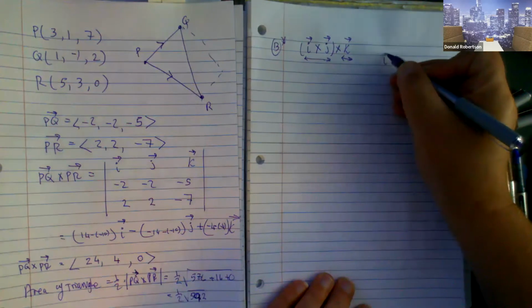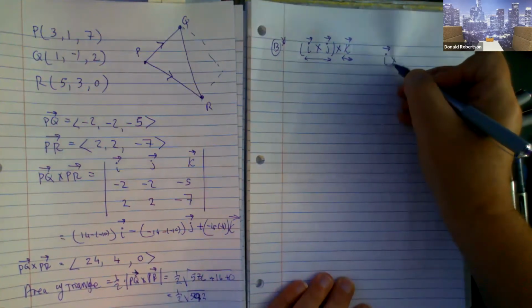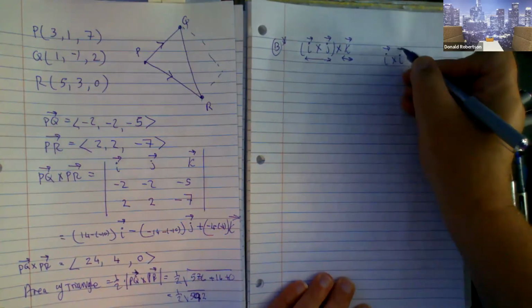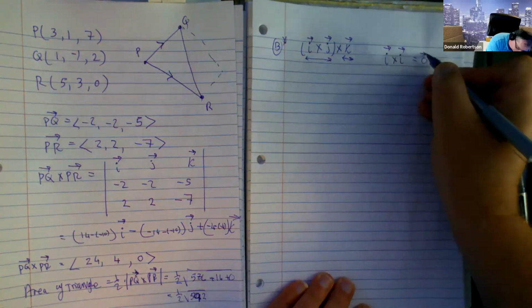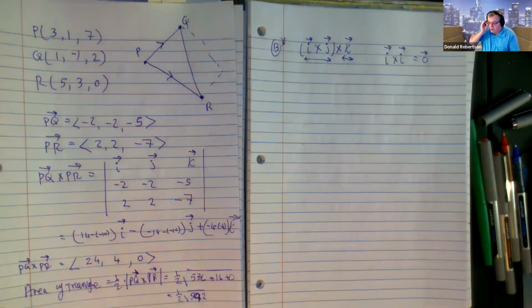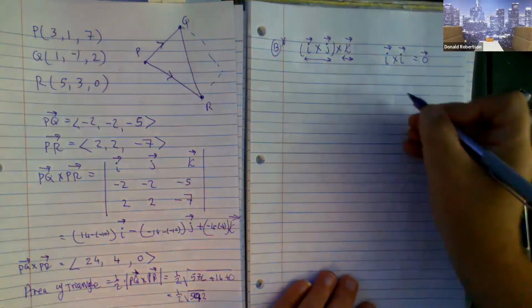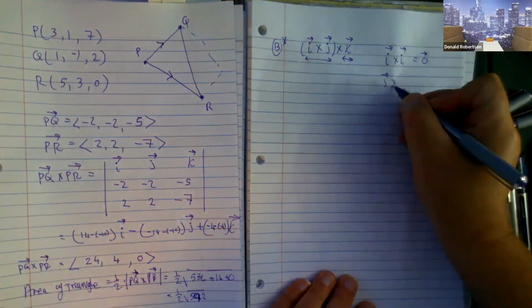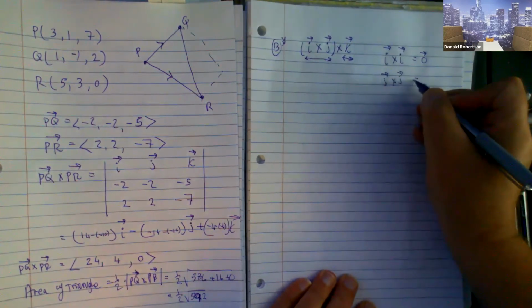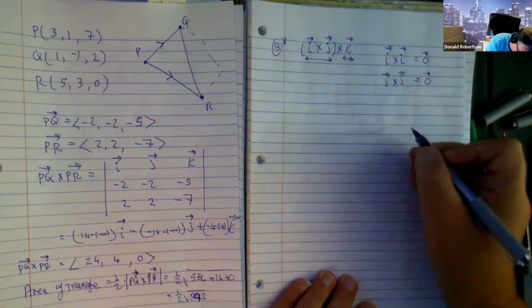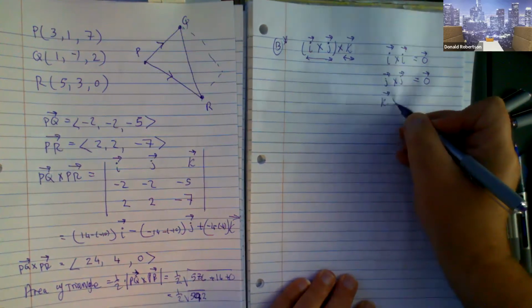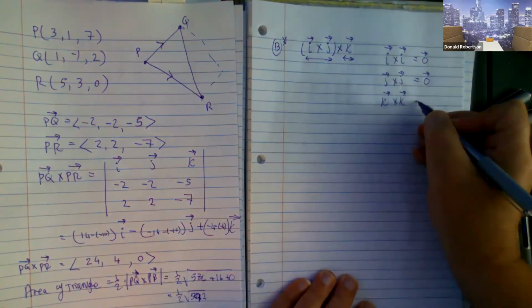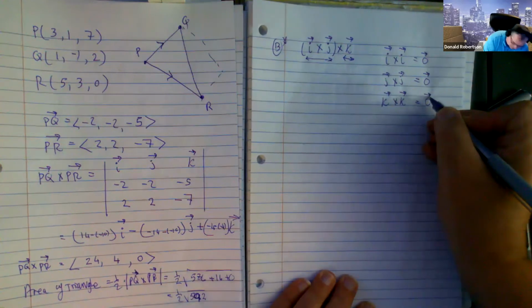If you do i cross i, you will get the zero vector. Because isn't i parallel to i, and cross products of things that are parallel get you zero. j cross j is also the zero vector, and k cross k is also the zero vector. Does that seem reasonable?